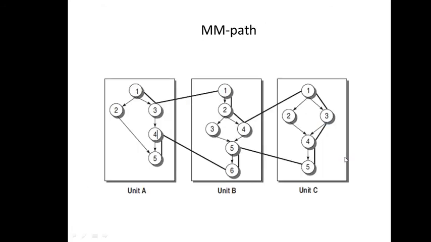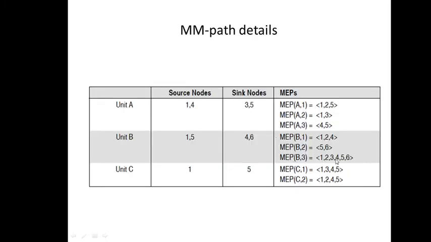Now there is a problem here. Let's see. 1, 2, 3, 5 and 6. So 4 is a misprint here, right? Just erase it. So this is how we'll identify the path.